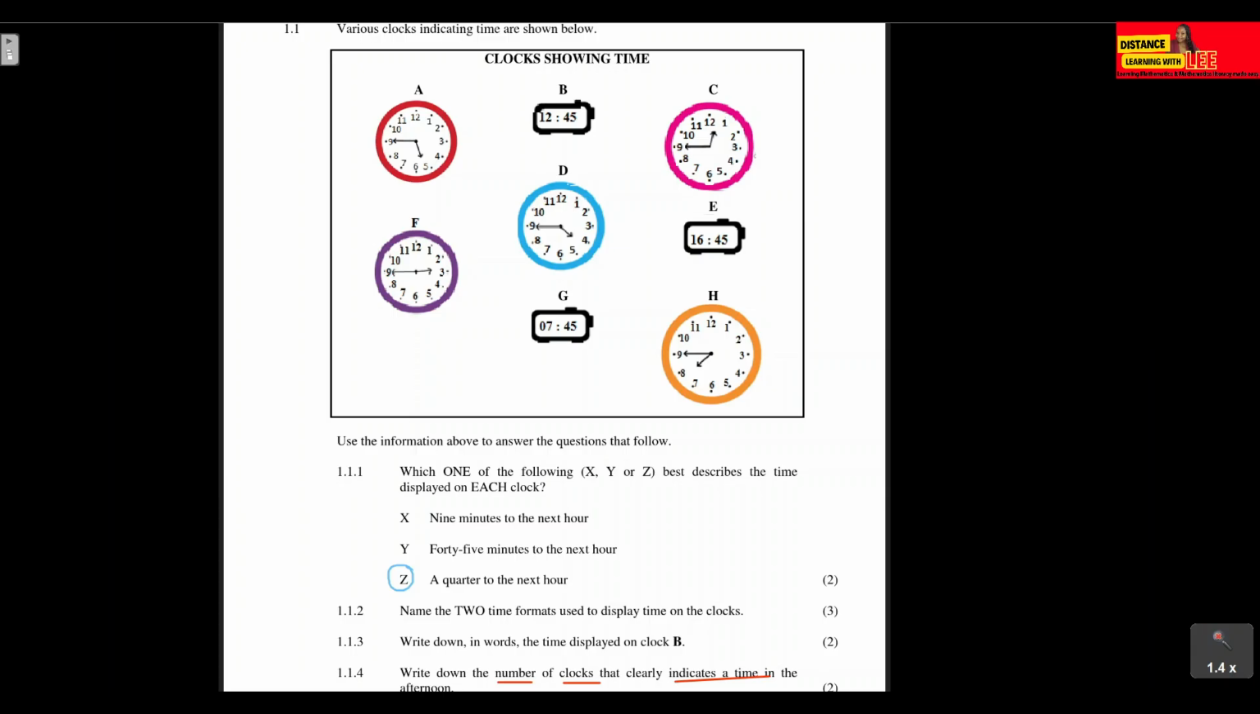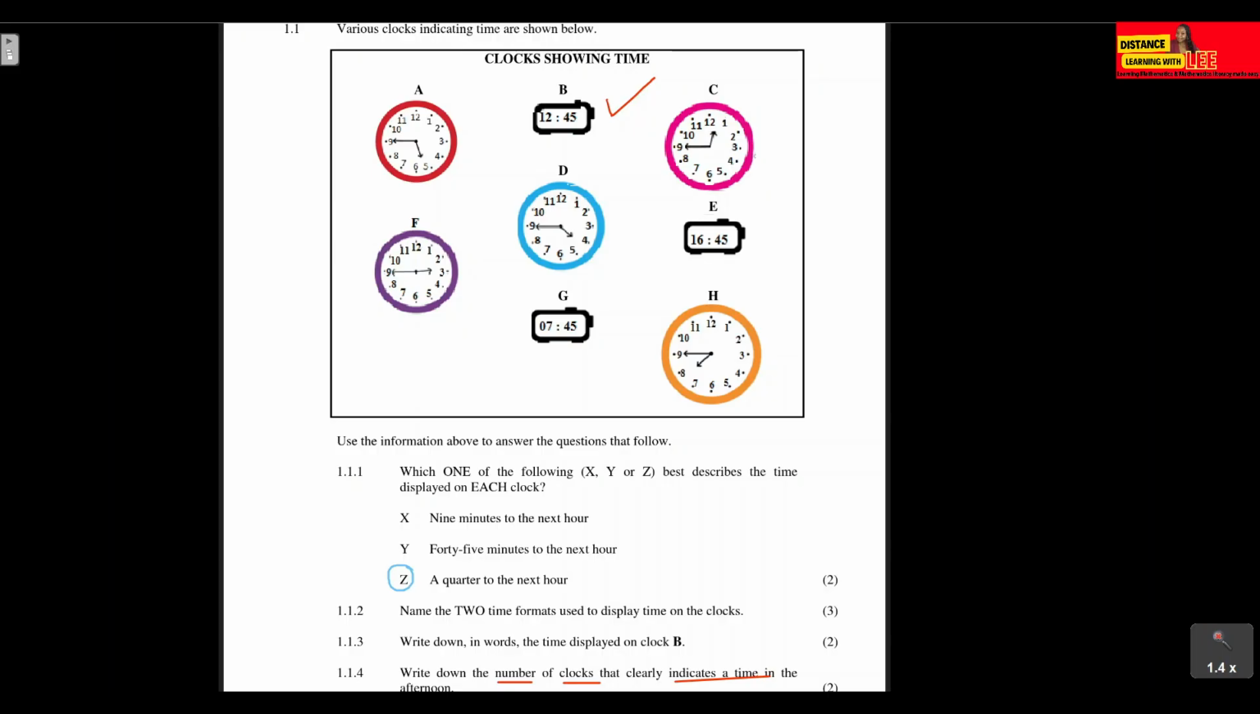But when you look at your digital clocks, it's easy for us to know whether we're dealing with a time in the morning or a time in the afternoon, because it shows that 24-hour format. So in this case, we can already see that the clock that indicates a time in the afternoon is B, because it's 12:45. Once you go over 12, then it's the afternoon.